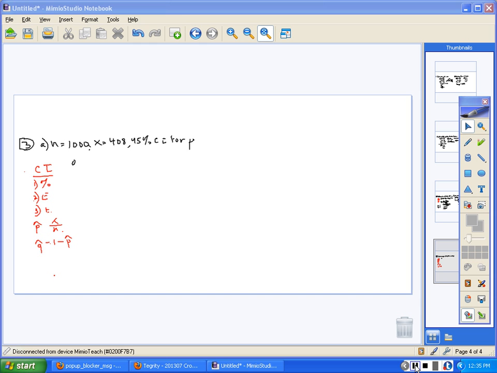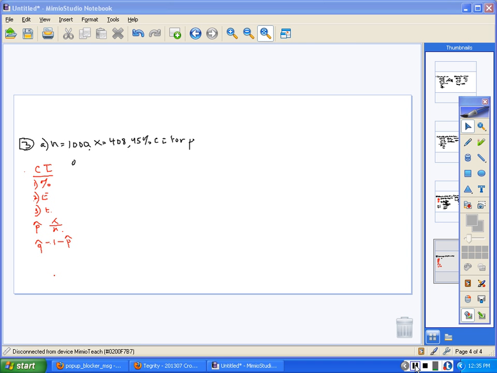And p hat, like p, always has to be a number between 0 and 1. So you basically have a proper fraction. You have 408 over the 1,000. Okay, and I'm not quite sure how I'm going to organize this part right here.